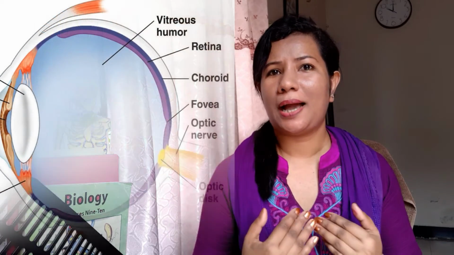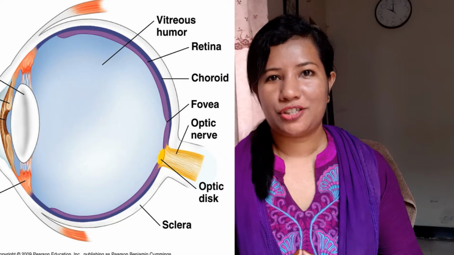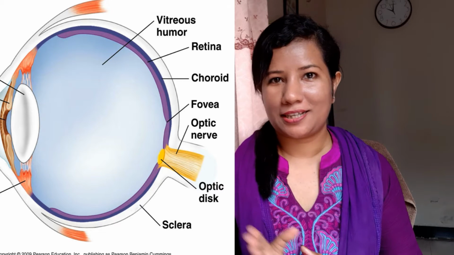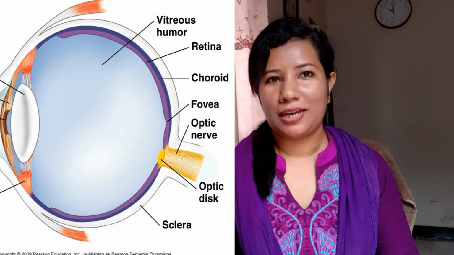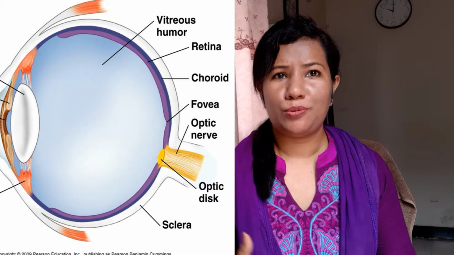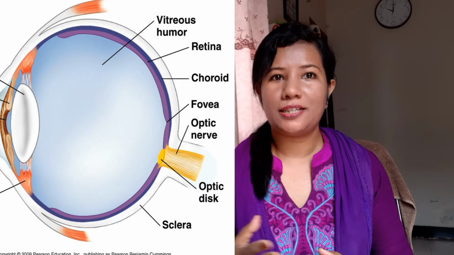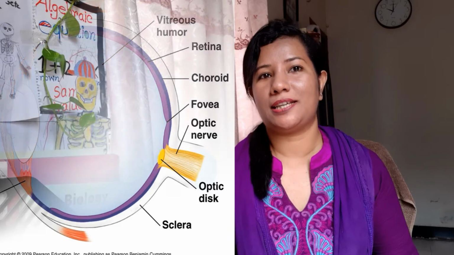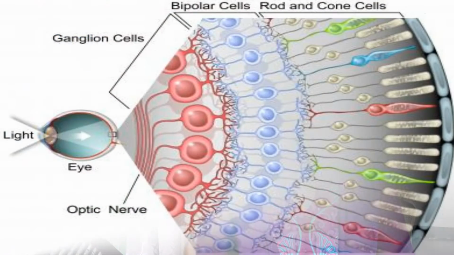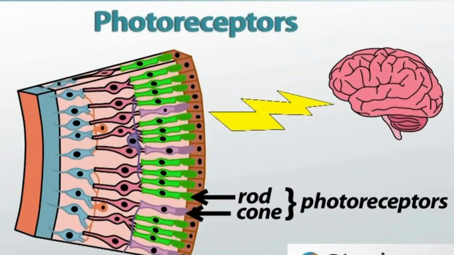I'm Sharmin. Today I'm going to talk about retina structure and function. So let's get started. The innermost layer of the eyeball is the retina, which is light sensitive. The retina is the layer on which images are formed. It consists of photoreceptors, or light sensitive cells. These are connected to the nerve endings from the optic nerve, okay? These nerves convey impulses to the brain when the photoreceptors are stimulated.